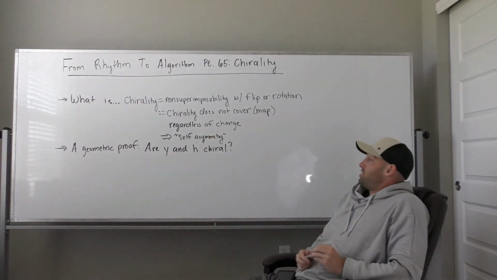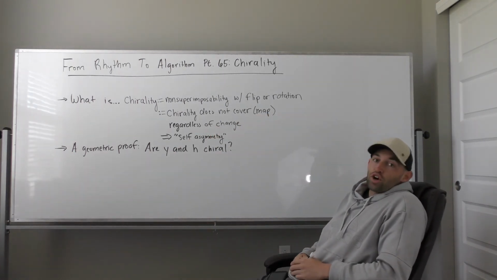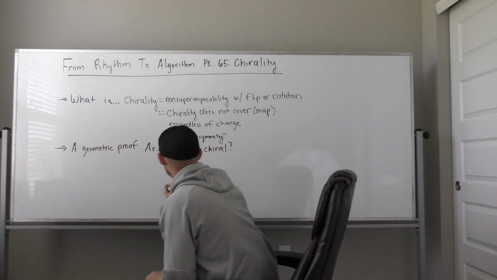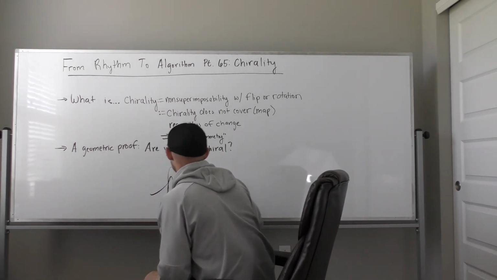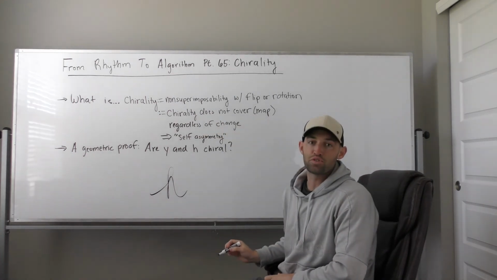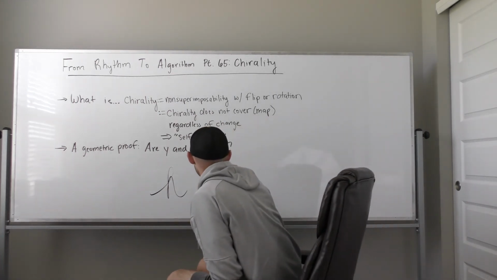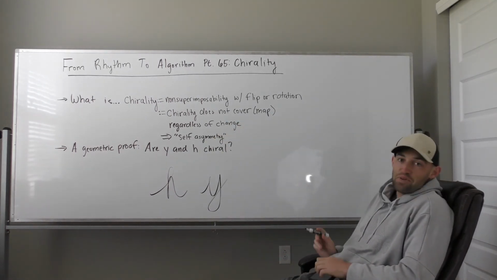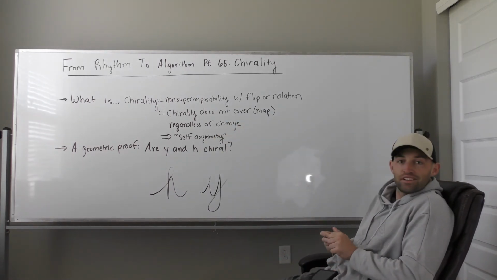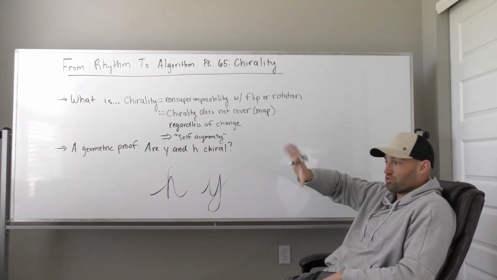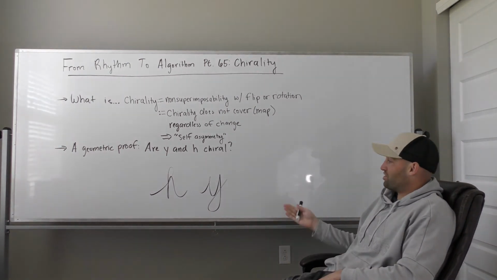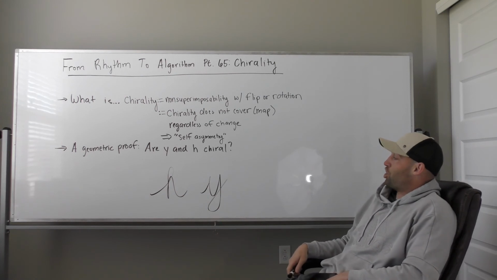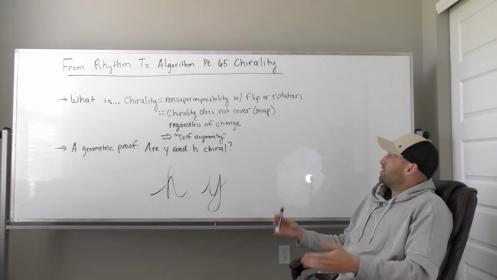Regardless of change, I want you to write in cursive an H. Now I want you to write a Y. Now rotate those bad boys 180 degrees. Seriously, do it on a piece of paper and just rotate it. The H's will become Y's and the Y's will become H's. So are Y and H chiral? No, not in cursive.